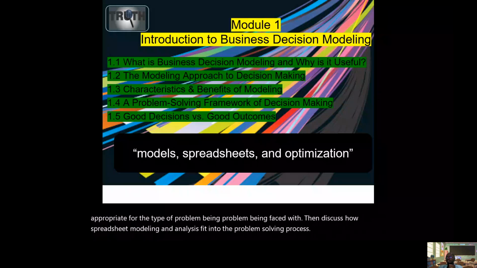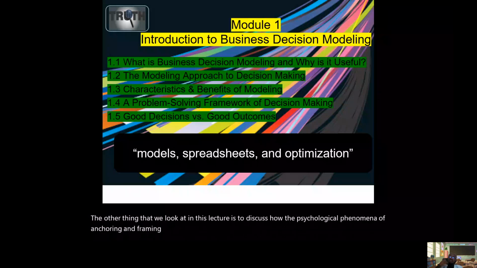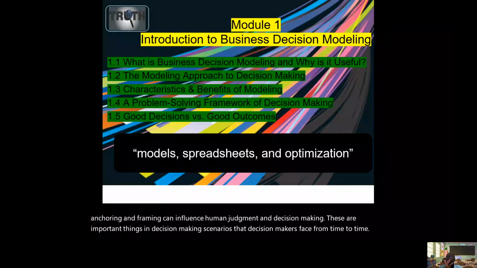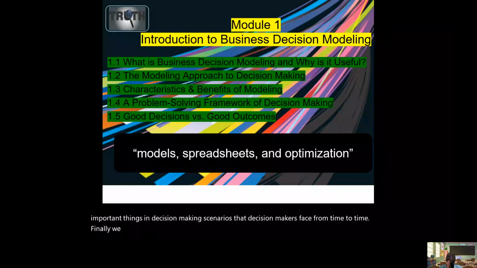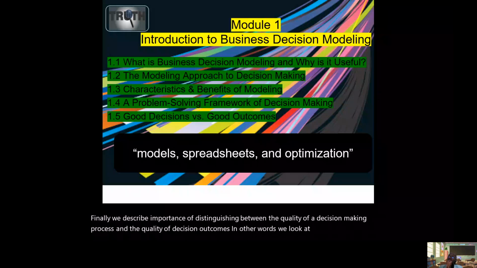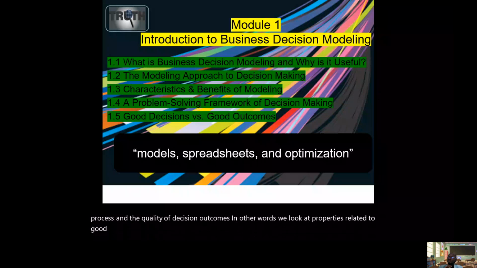The other thing that we look at in this lecture is to discuss how the psychological phenomena of anchoring and framing can influence human judgment and decision making. These are important things in decision making scenarios that decision makers face from time to time. Finally, we describe the importance of distinguishing between the quality of a decision making process and the quality of decision outcomes. In other words, we look at properties related to good decisions versus those that are related to good outcomes.